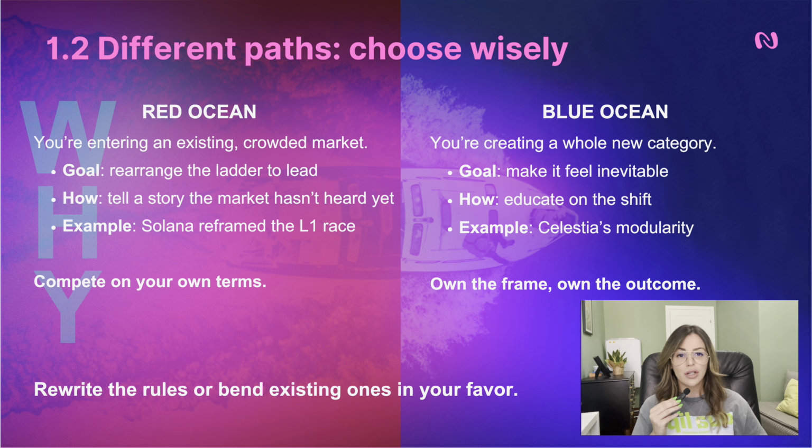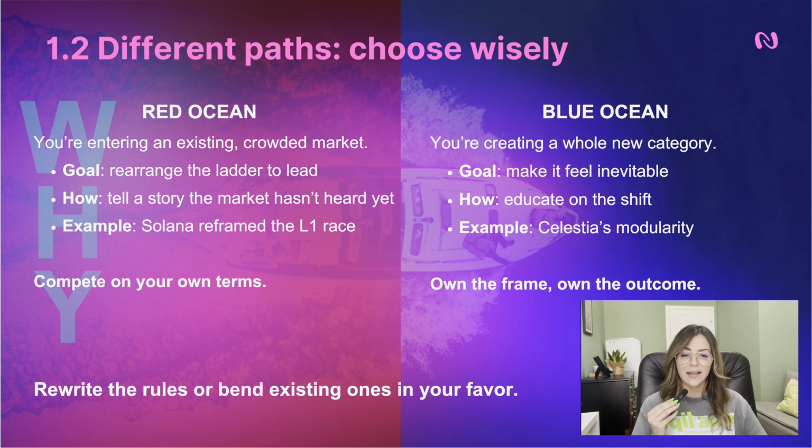And talking about positioning, we can simplify a bit and identify 2 paths. The first option is you enter an existing category, red ocean. On the other hand, you could create your own category, blue ocean. So let's see how these paths differ. In a red ocean, you're moving into a very competitive landscape where the rules are already set. To win, you need to have a very strong point of view that enables you to reframe the latter to gain a competitive advantage. A clear example of this is Solana, which has completely redefined the layer 1 race by focusing on speed as the winning feature.